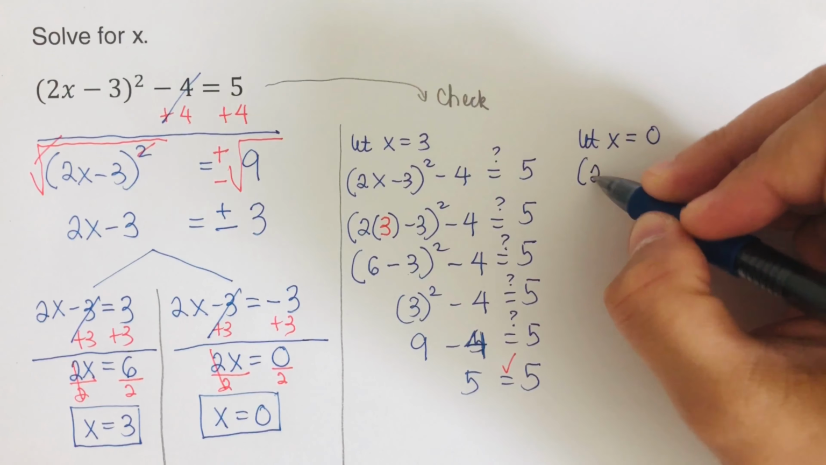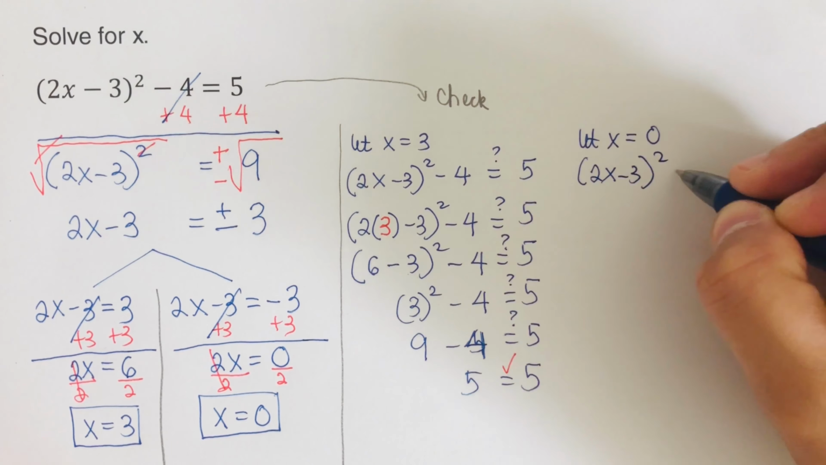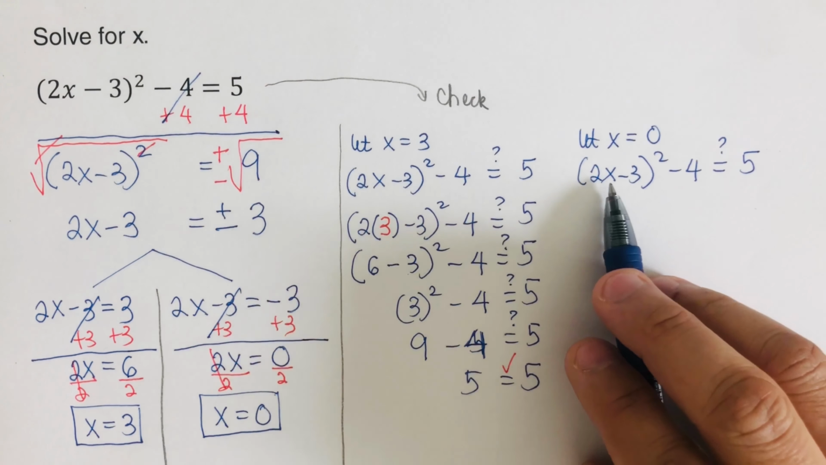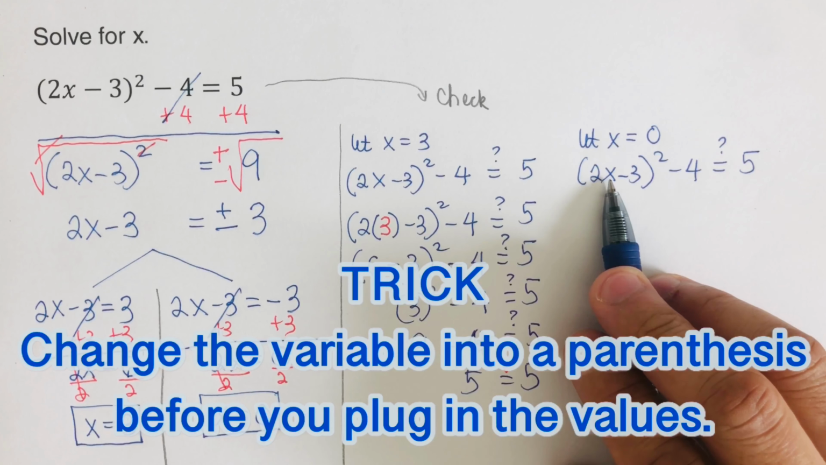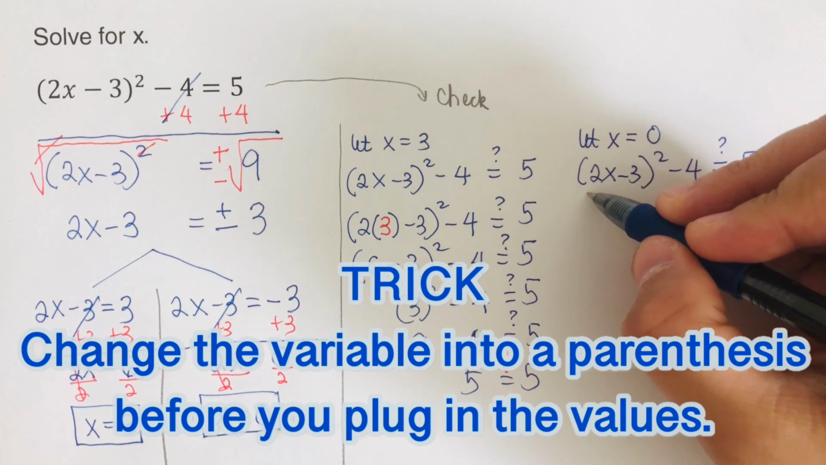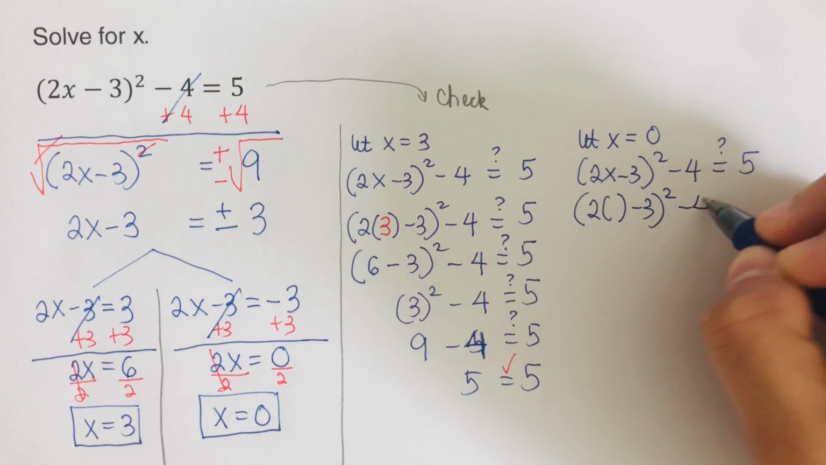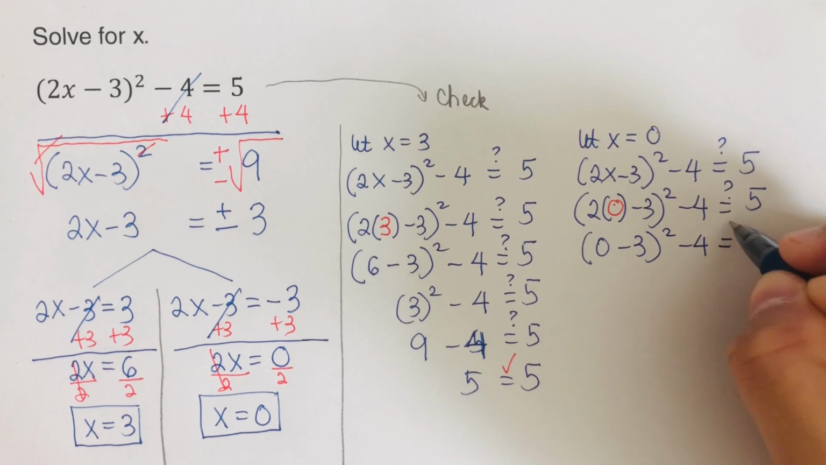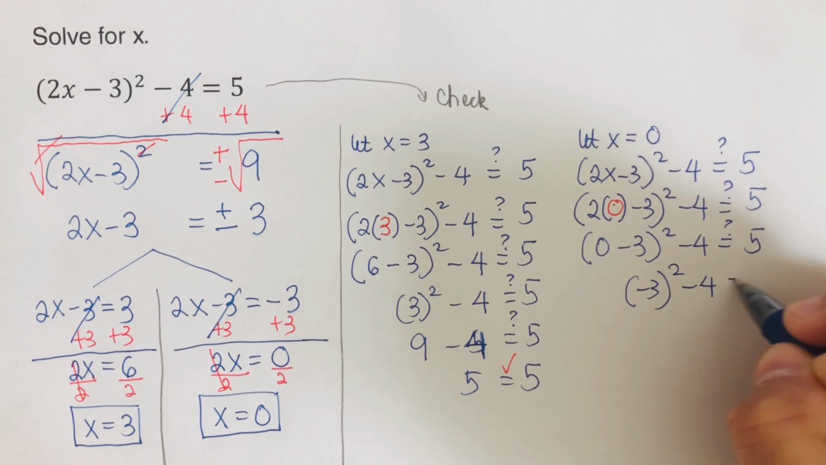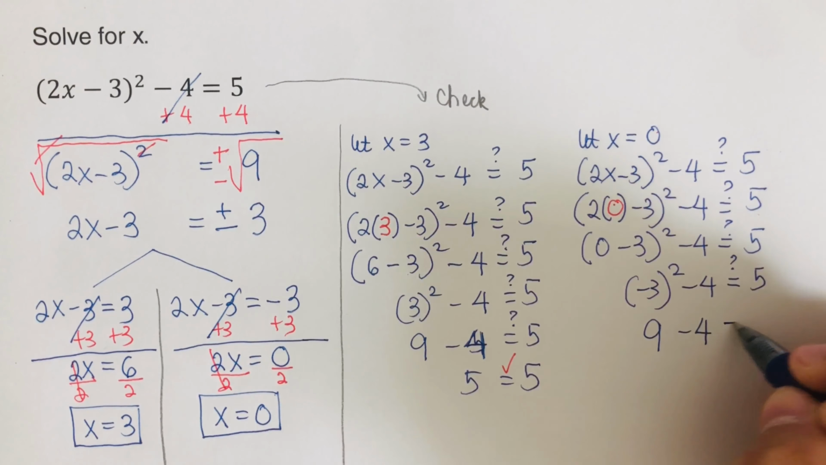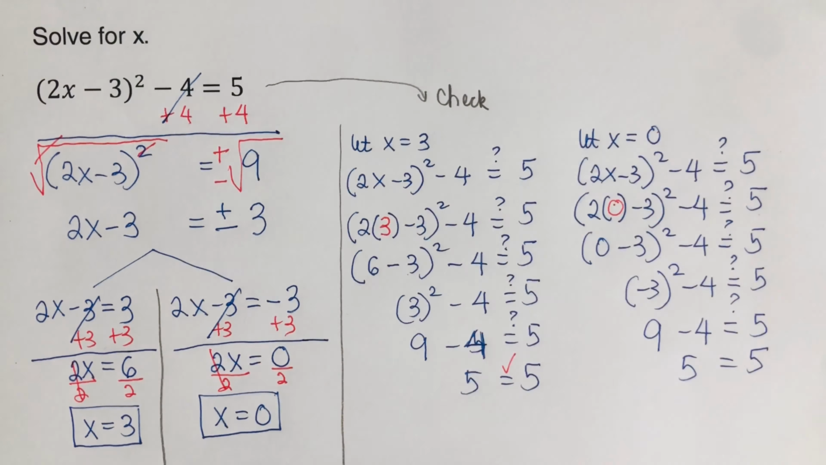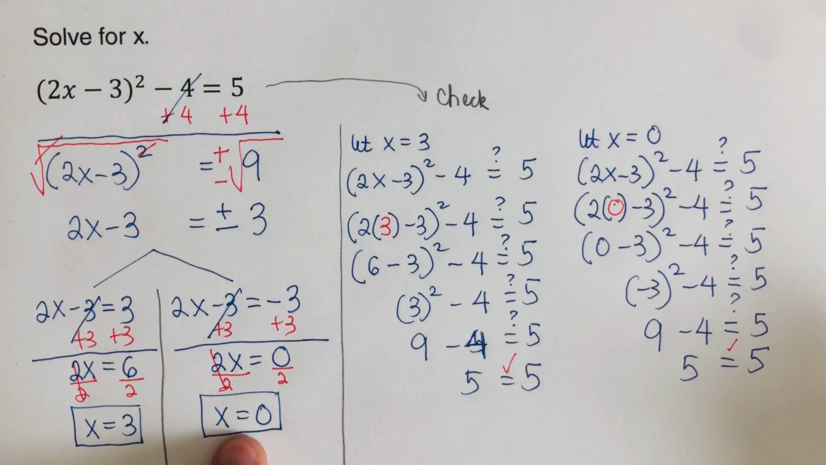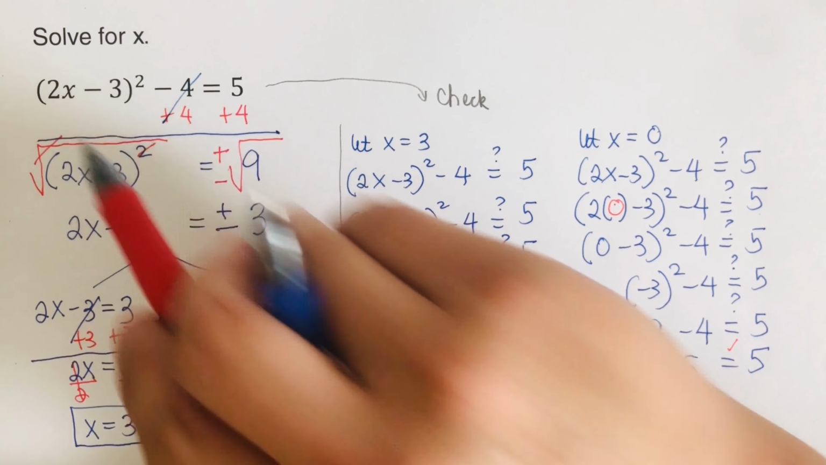So that would be 2x minus 3 squared minus 4. Is that equal to 5? So then we change this into a parentheses and plug in the 0. So as you can see here, 5 is equal to 5, which means that this x equals 0 is a solution to this equation up there.